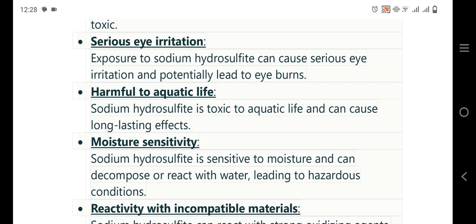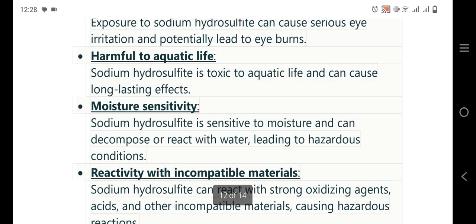Medical attention should be sought promptly, especially if irritation persists or if there are signs of injury to the eyes. To prevent eye irritation, it's important to handle sodium hydrosulfite with care. Wear appropriate protective equipment such as safety gloves and a face shield when working with it, and avoid splashes or direct contact with the eyes.